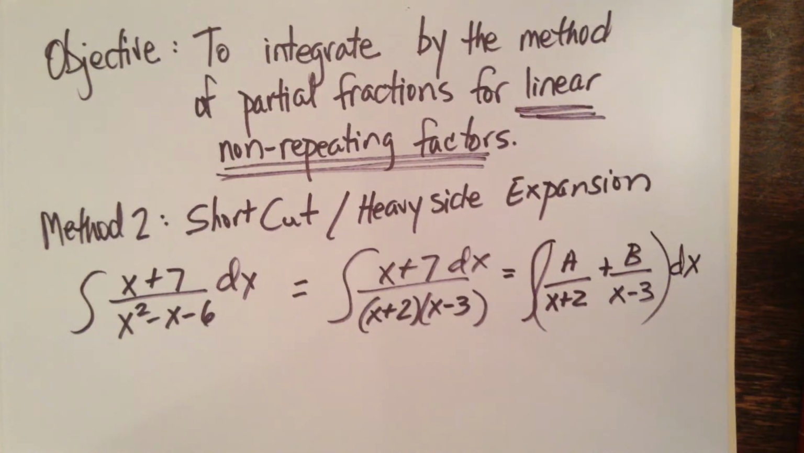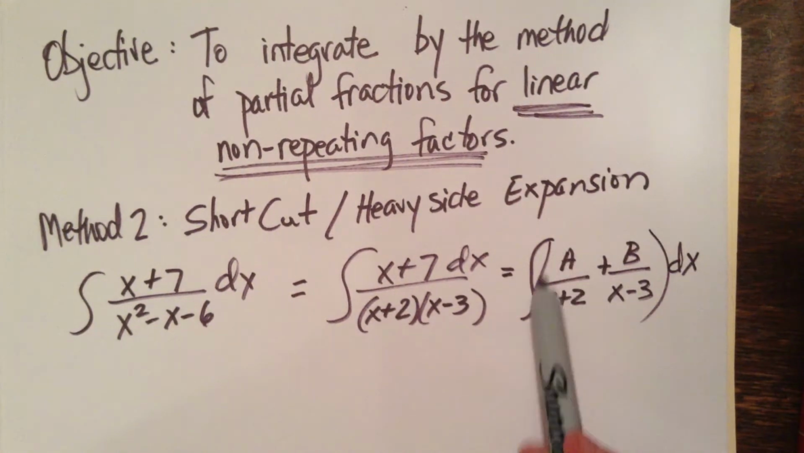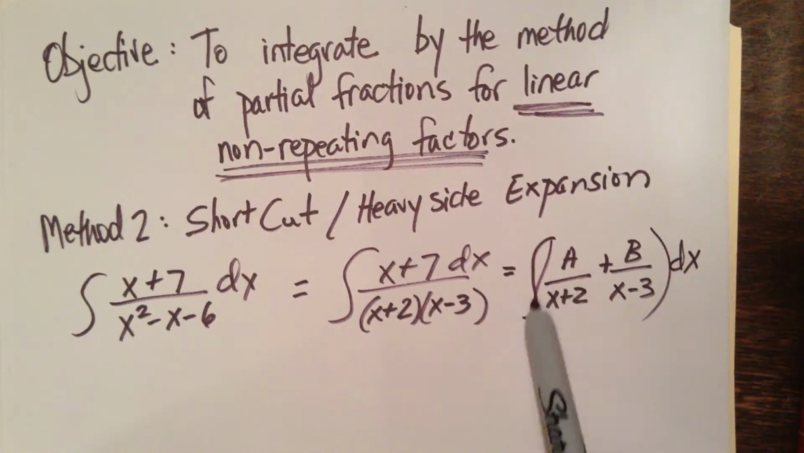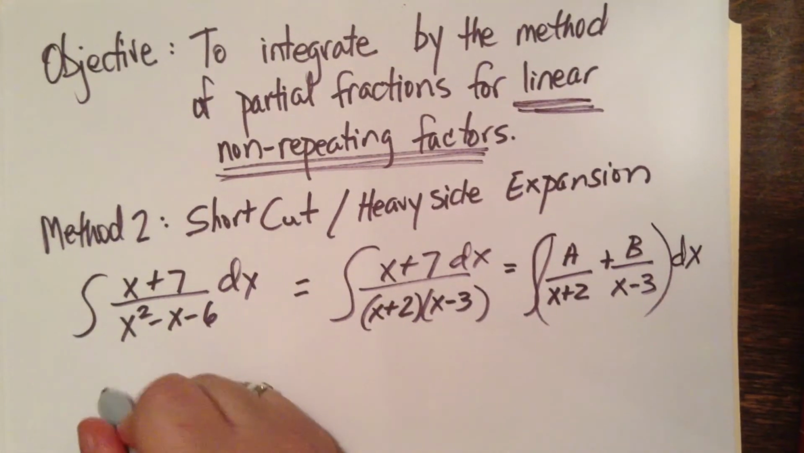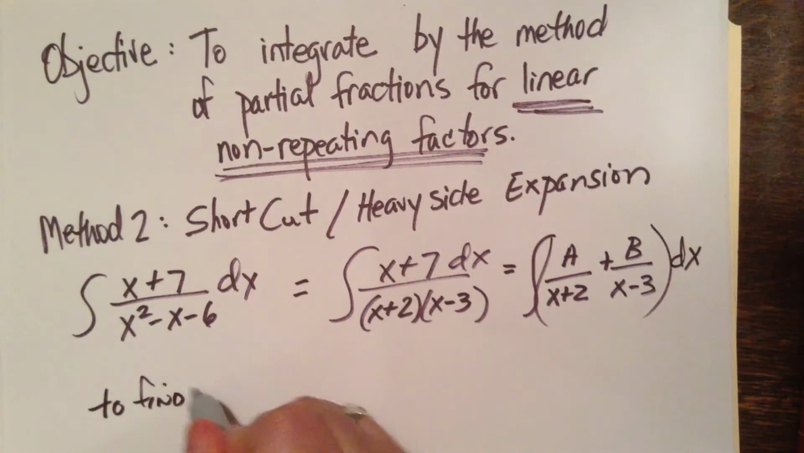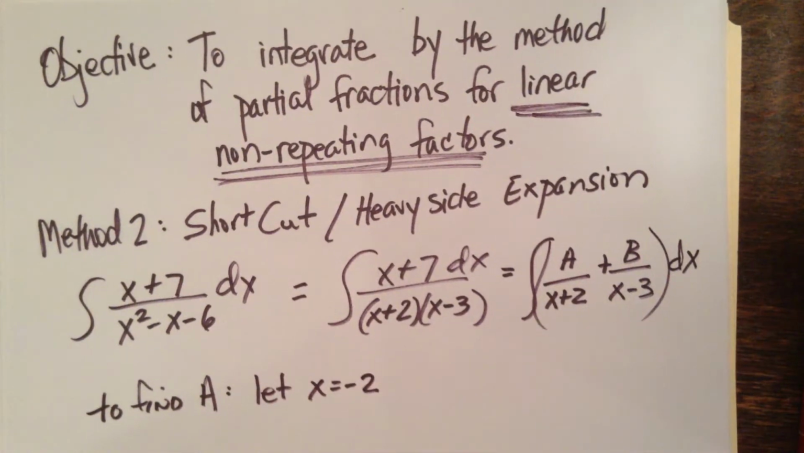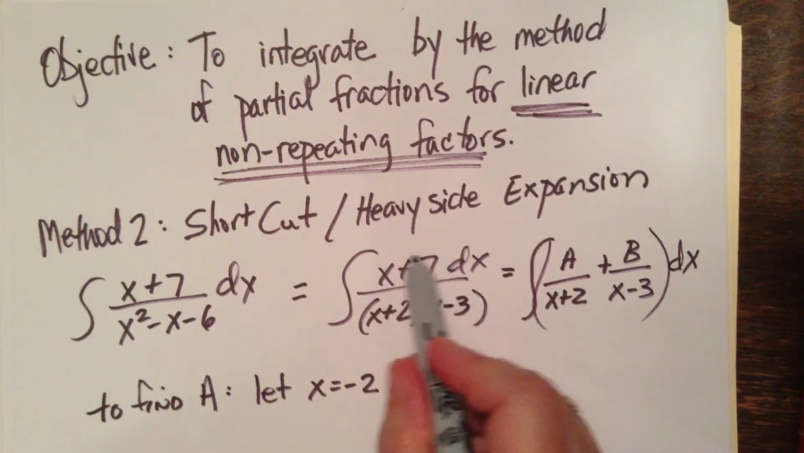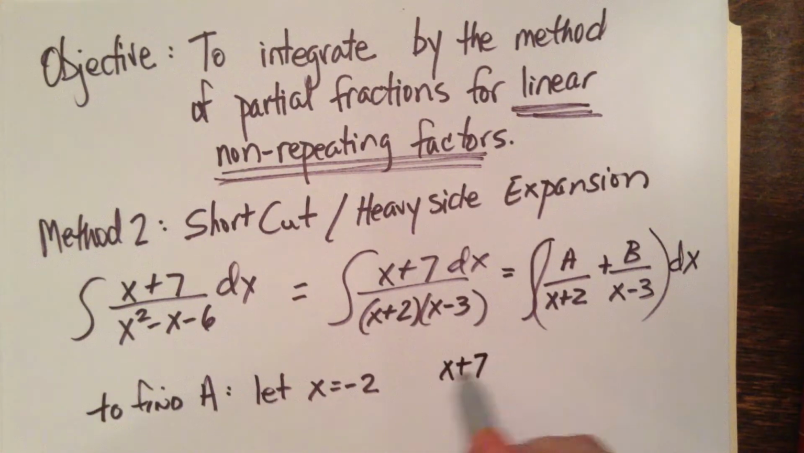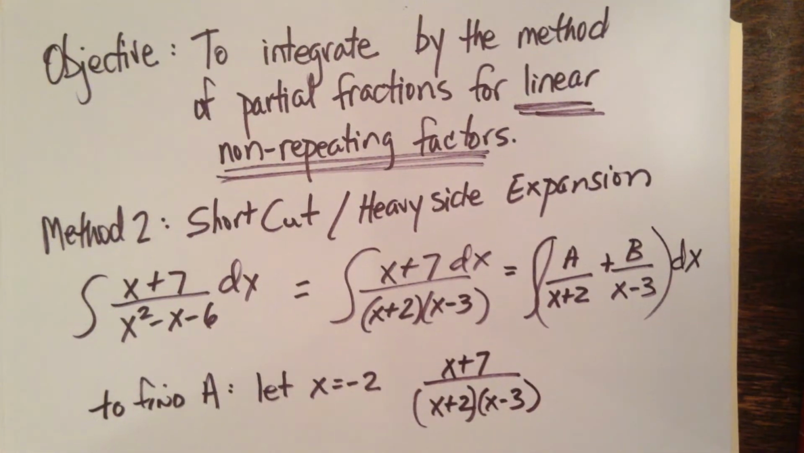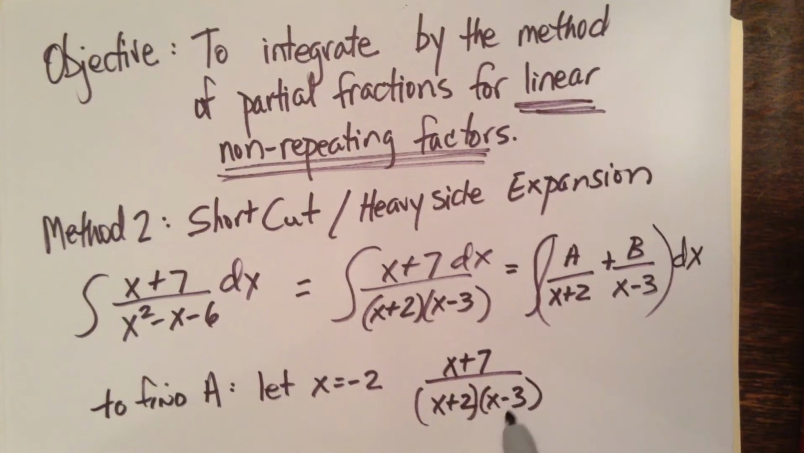So this is how the shortcut works, and you're going to really love this. You're going to look at one of these fractions, and you're going to say, for what value of x will make this denominator undefined? So when x is -2. So to find my A value, I'm going to let x equal -2. So I'm going to go to my original problem, and if I put -2 in here, you can see this is going to be undefined.